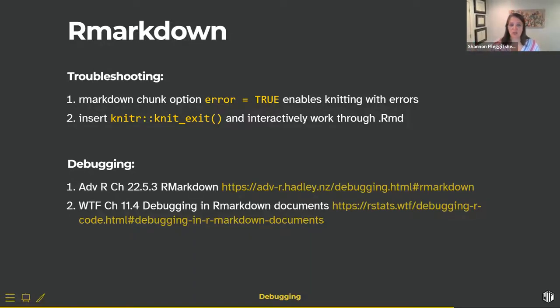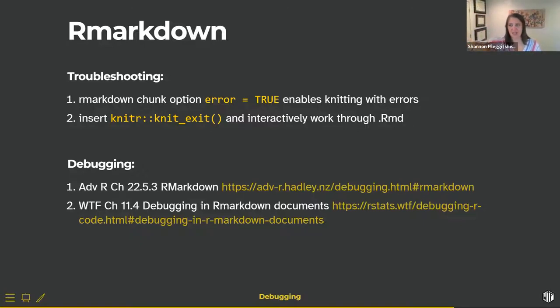And the most important tool that I use when I'm iteratively troubleshooting my R Markdown is the function knit_exit. So if I don't know where things are breaking in my R Markdown, I put a knit_exit up here and things work. And then I move it down and things work.